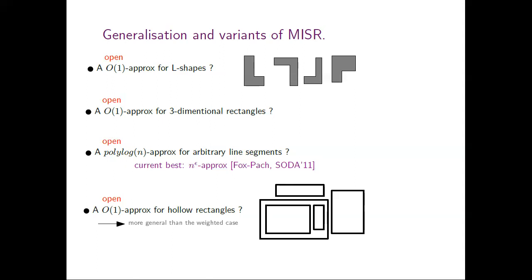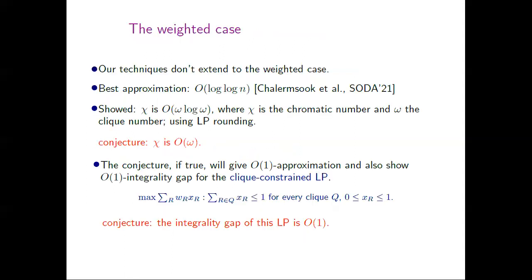We can also consider hollow rectangles, so that if one rectangle is included in the other one, they don't intersect. They just intersect if the boundaries intersect. This is more general than the weighted case, because you can encode the weights by putting a lot of them together. So actually, what about the weighted case? Our techniques don't work for the weighted case.